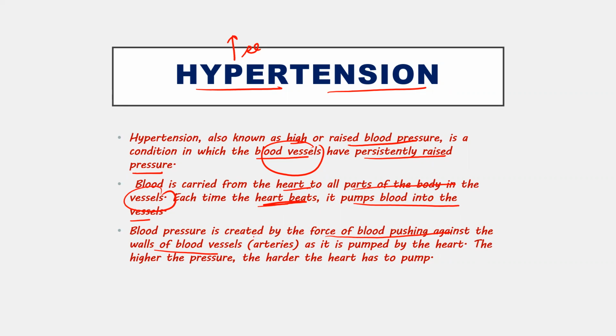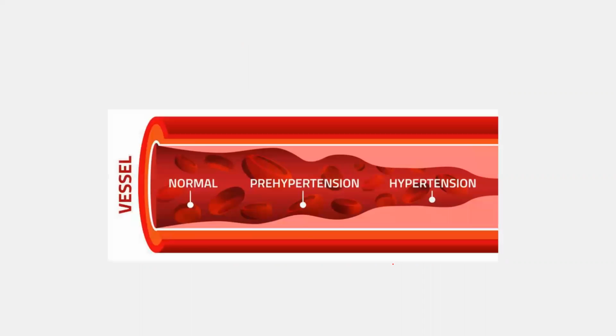So when in the blood vessel, that is arteries, the blood is pushed by the force, that pushing force is called the pressure, as it is pumped by the heart. The higher the pressure, the harder the heart has to pump. So that is obvious that when the pressure increases, the heart has to work more, the heart has to pump more, and that will increase the pressure. So this is how hypertension occurs.